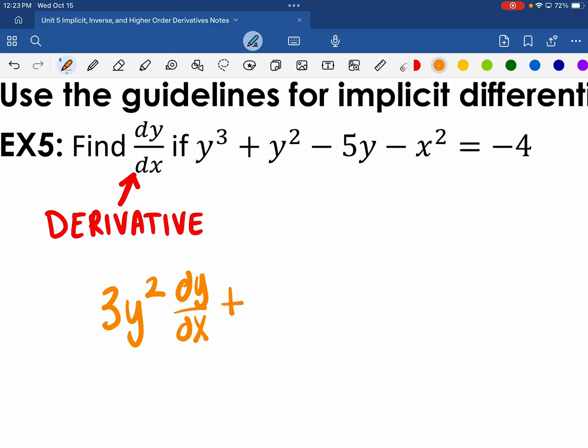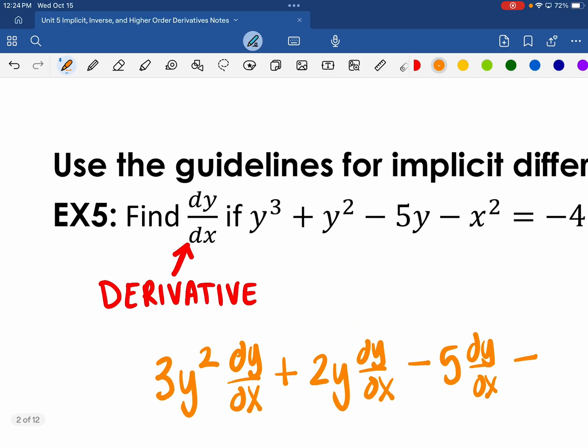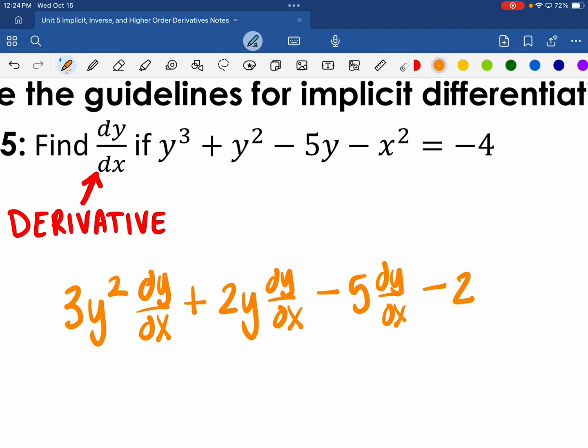All right, plus, what is the derivative of y squared? 2y times dy dx. Minus, what's the derivative of 5y? 5 dy dx. And the derivative of x squared? 2x. That's it, just 2x. And then the derivative of negative 4? 0. All right, so circle it.